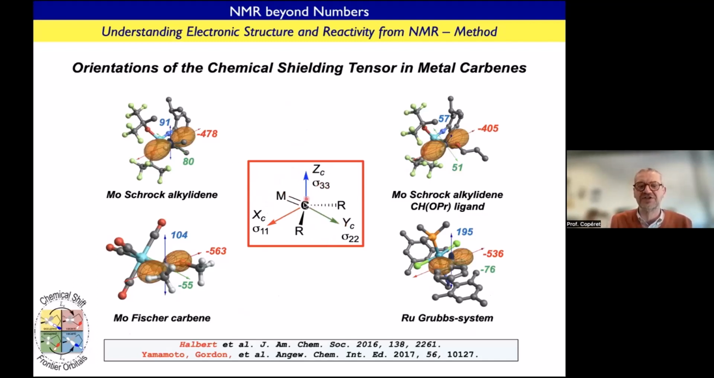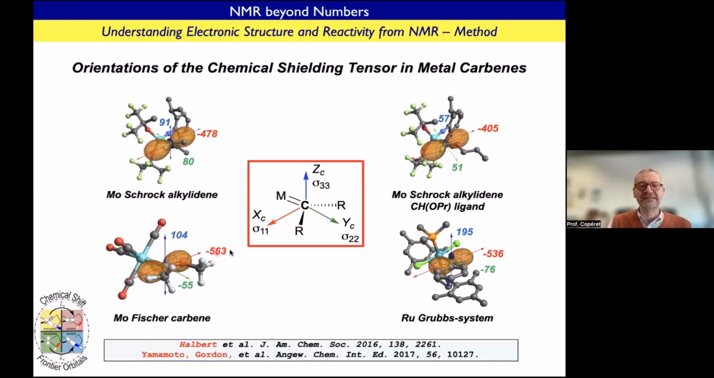shift tensor orientation and the sigma 1,1 is oriented perpendicular to the metal carbon pi system, similarly to what I discussed with ethylene. And the most shielded one is basically sigma 3,3 here, which is aligned with the pi frame of your double bond. Again, very similar to what you see in an olefin complex. And if you look at the several types of complex that I've shown here, whether I deal with molybdenum or ruthenium, you see that delta 1,1 is always oriented the same way.